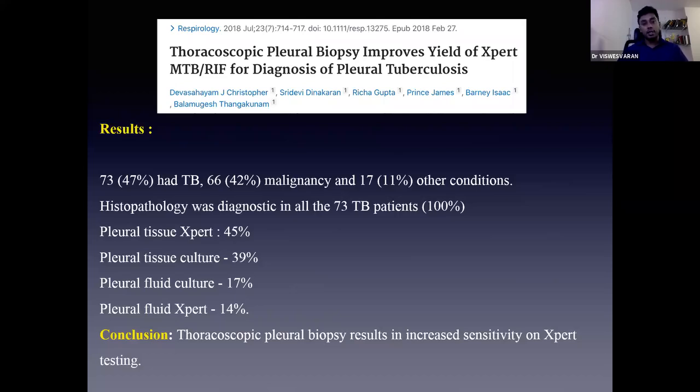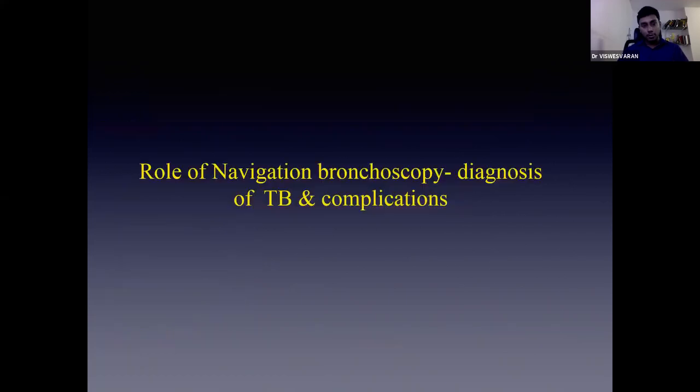This was a study undertaken in India, where they have done a thoracoscopic pleural biopsy along with a GeneXpert. They found out that the histopathology was diagnostic in 100% of the patients, and pleural tissue GeneXpert had a sensitivity of 45%, and pleural tissue culture had a sensitivity of 39%, while pleural fluid culture had only 17% sensitivity, and pleural fluid Xpert had only 14% sensitivity. So thoracoscopic pleural biopsy resulted in an increased sensitivity on Xpert testing in pleural tuberculosis.